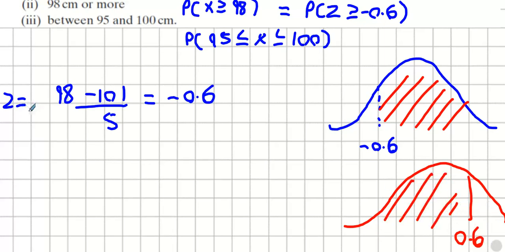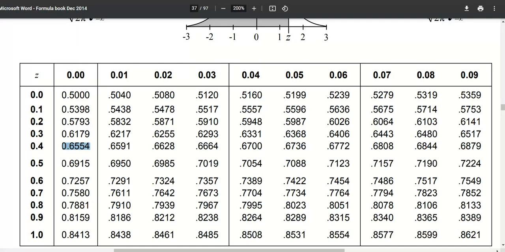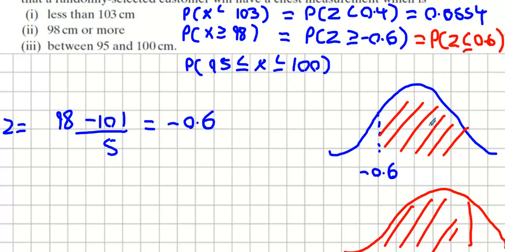So if you can do that in your head, here's what you should write. It's the same as Z being smaller than 0.6. That's what you should write, and then the examiner knows what you did. And he goes, okay, he went for minus 0.6. Who got 0.72? Yeah, easy money. So the answer is 0.7257.